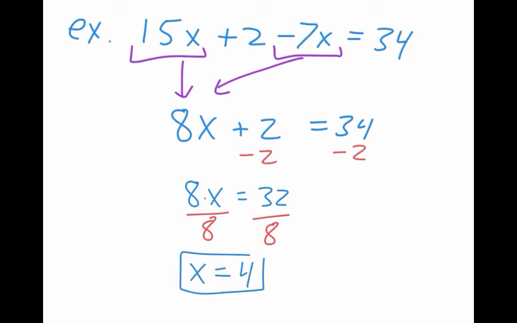And if you would take that x equals 4 and put that in for both x values and do 15 times 4 plus 2 minus 7 times 4, it would give you 34. Last example, we'll end with this for today.